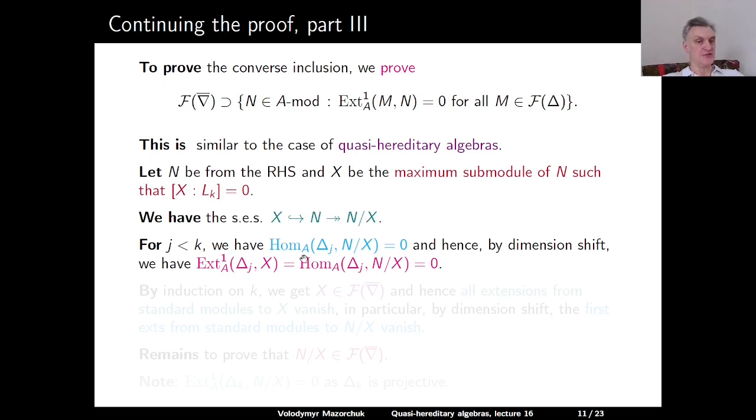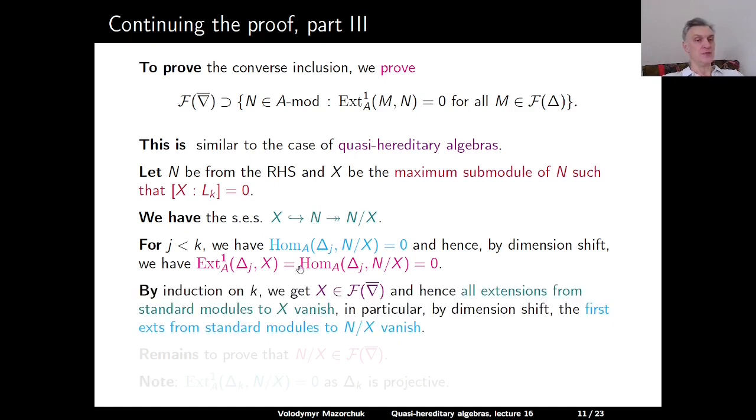And so, by dimension shift, the first Ext from Δ_j to X equals the Hom from Δ_j to N/X, and this is equal to 0. That's because the first Ext from Δ_j to N vanishes. And now, by induction on k, we get that X belongs to F(∇̄), and hence all extensions from all standard modules to X vanish. So in particular, from the long exact sequence, it follows that the first extension from the standard modules to N/X vanishes. And it remains to prove that N/X has a proper costandard filtration.